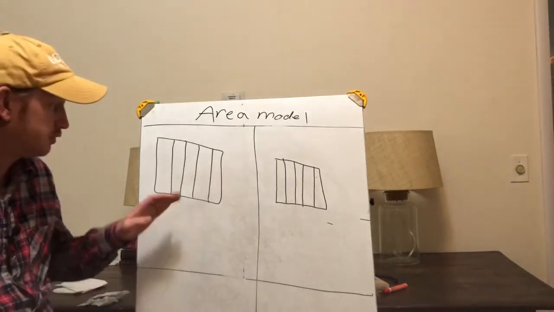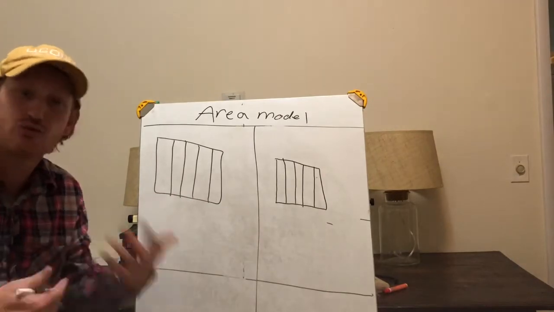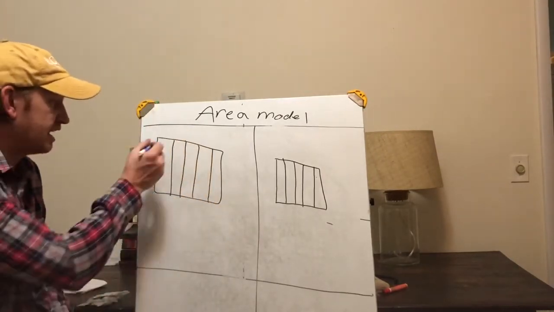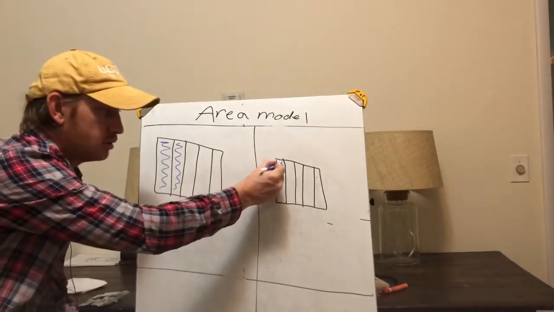So right here I have 2 area models that, although I drew them different sizes, represent the same thing. I'm going to shade them both in the same. I'm going to shade them both in as 2.